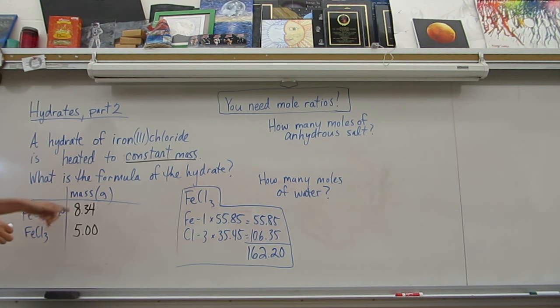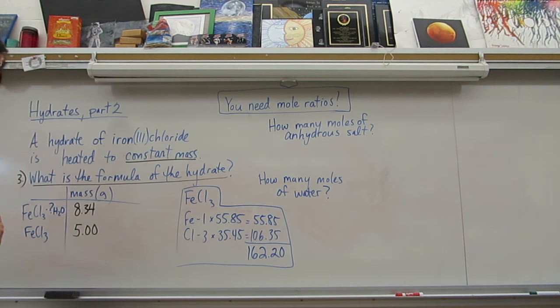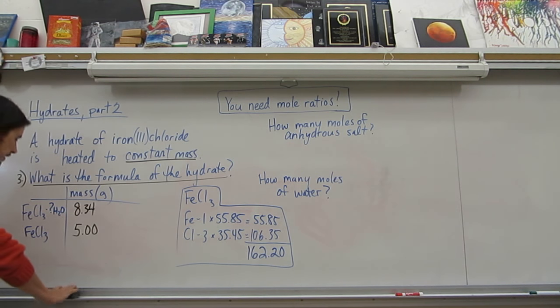So this data, I've only given you 2 pieces of data. It says, what's the formula of the hydrate? Right, that's the question. I'm going to call that, let's say, question 3. What is the formula of the hydrate? Now your initial mass, that's the iron 3 chloride hydrate, FeCl3 question mark H2O, is 8.34 grams.